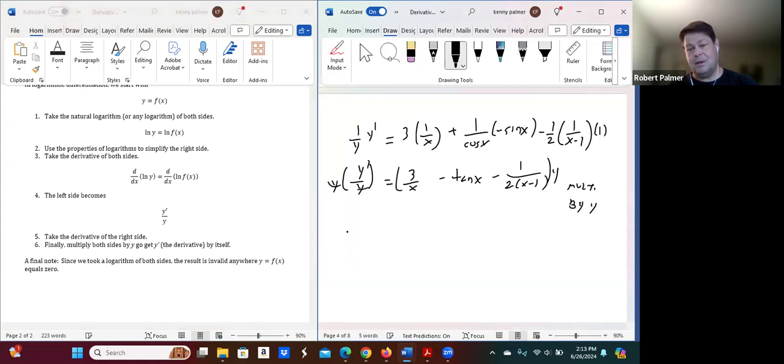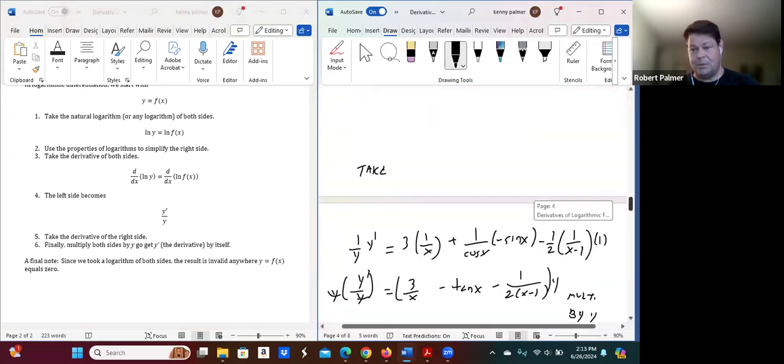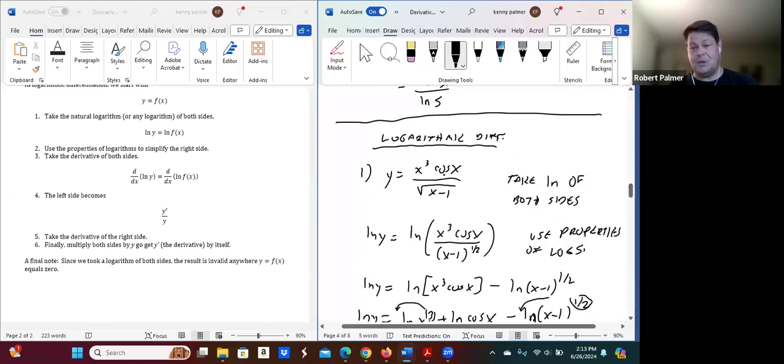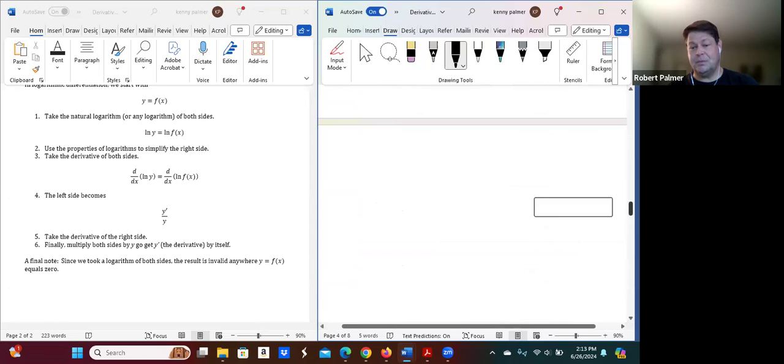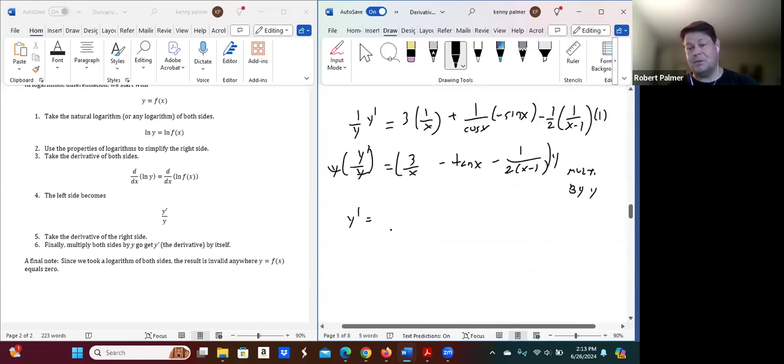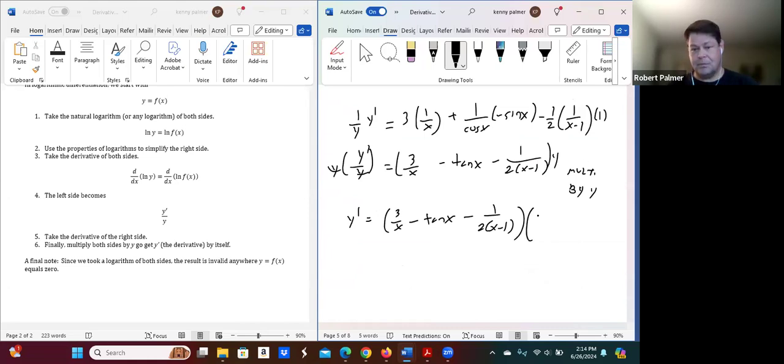So these cancel out. y prime is equal to y, and remember, y is our original function, what we started with: x cubed times cosine x over the square root of x minus 1. So y prime equals 3 over x minus the tangent of x minus 1 over 2 times x minus 1, times x cubed times the cosine of x over the square root of x minus 1.